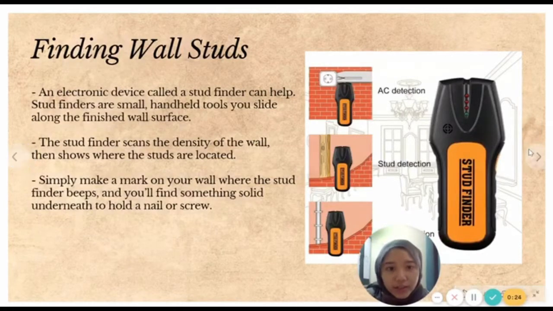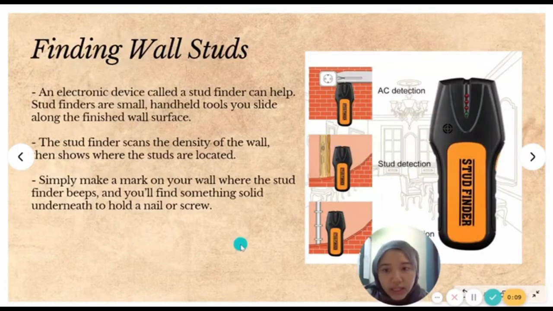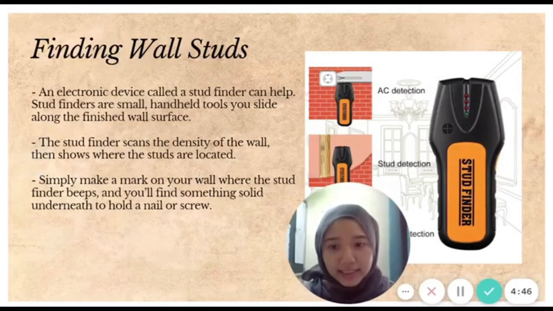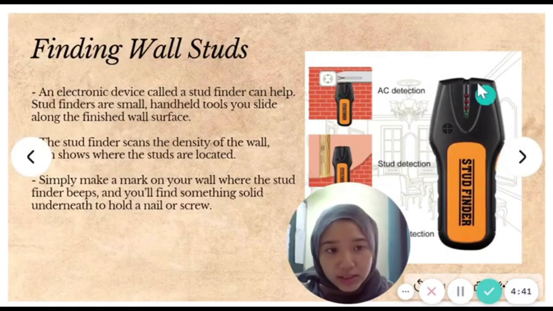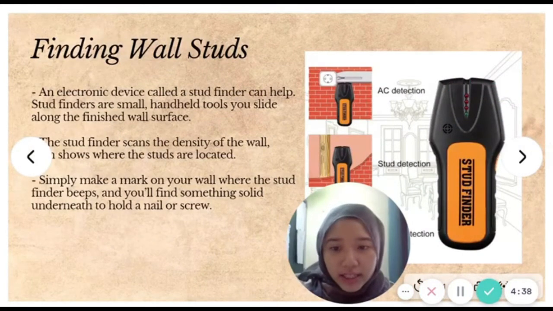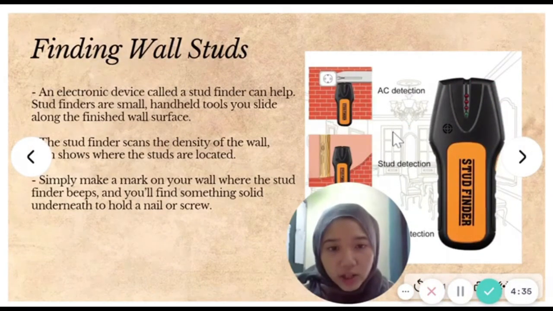Okay, how to find wall studs? There's an electronic device called a stud finder. Stud finders are small handheld tools you slide along the finished wall surface. The stud finder scans the density of the wall and shows where the studs are located. You can simply make a mark on your wall where the stud finder beeps, and it will find something solid underneath the hole to hold a nail or screw.